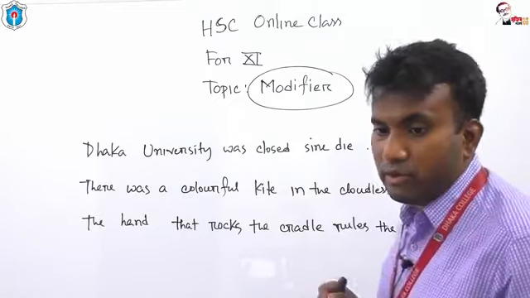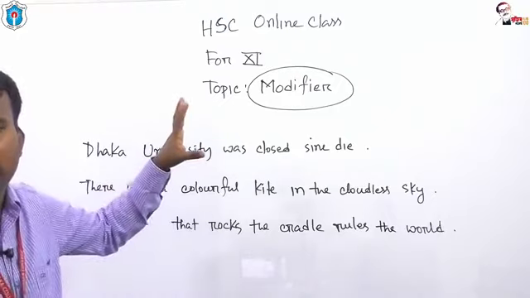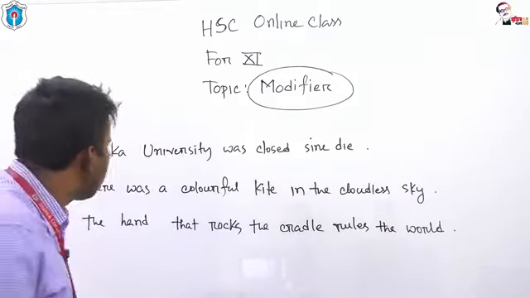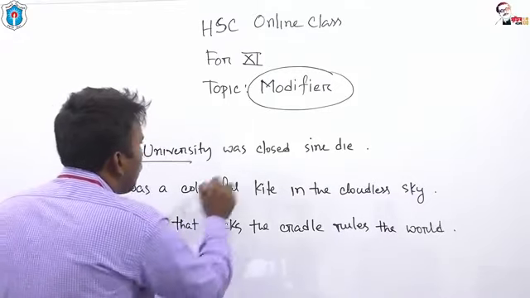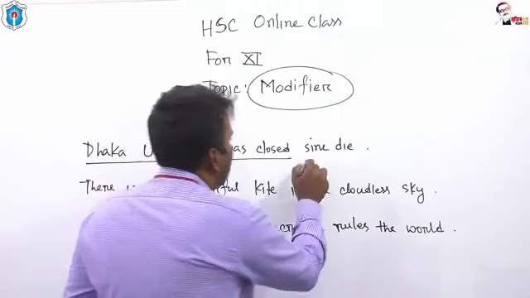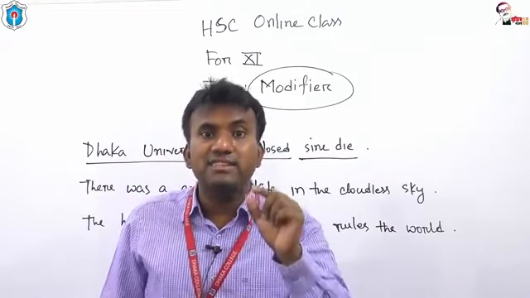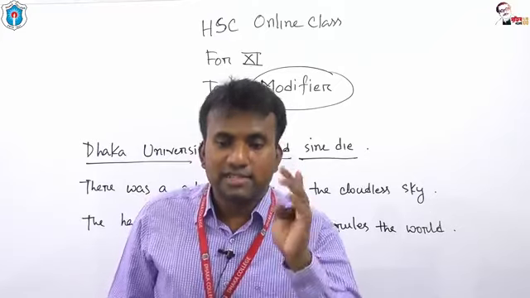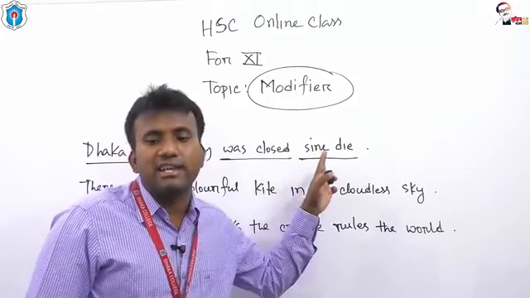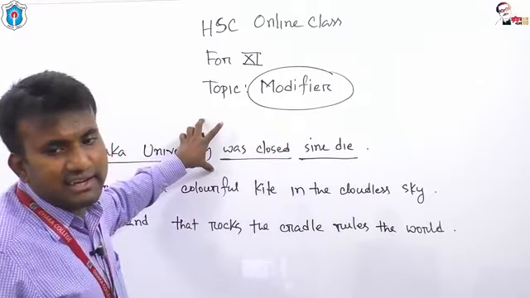Look at the first example. Dhaka University was closed, sine die. Here, the subject of this sentence is Dhaka University, and was closed is an example of passive voice. And look at the phrase sine die. Dear students, sine die is a phrase, but my question is, the phrase sine die definitely influences some part of this sentence.